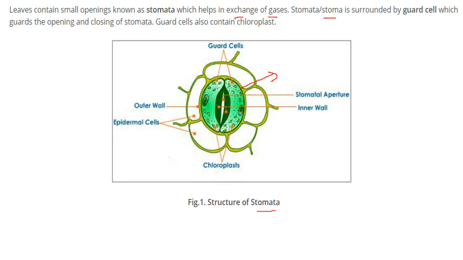This is surrounded by guard cells. These are the guard cells, which guard the opening, because this is the stomatal aperture and this is the inner wall. So these two guard the opening and closing of the stomata, and guard cells also contain chloroplast.